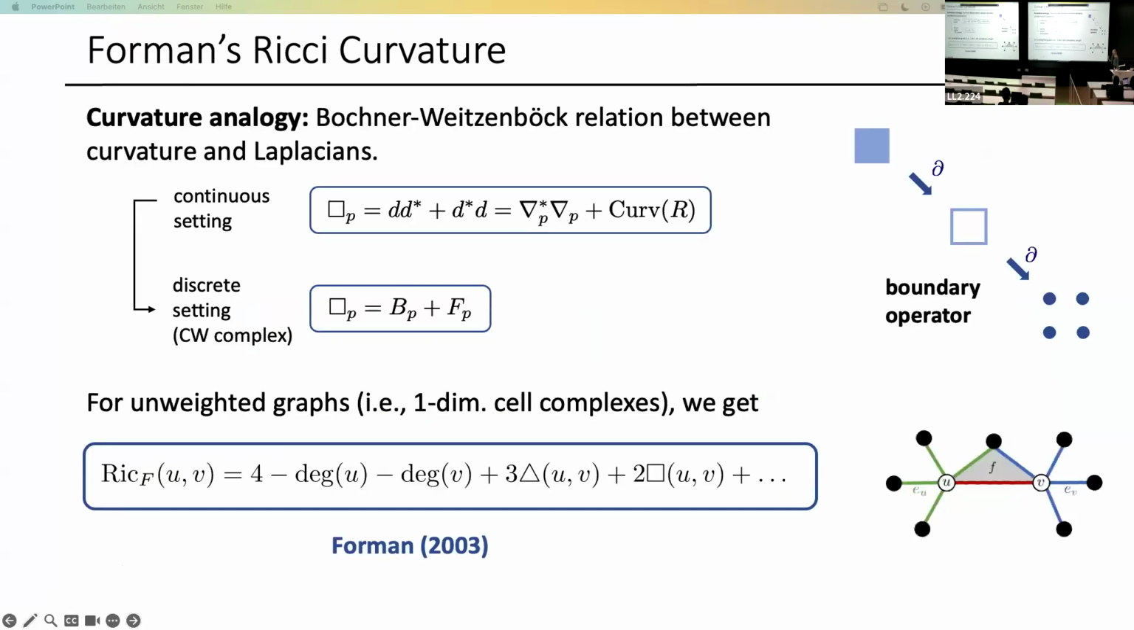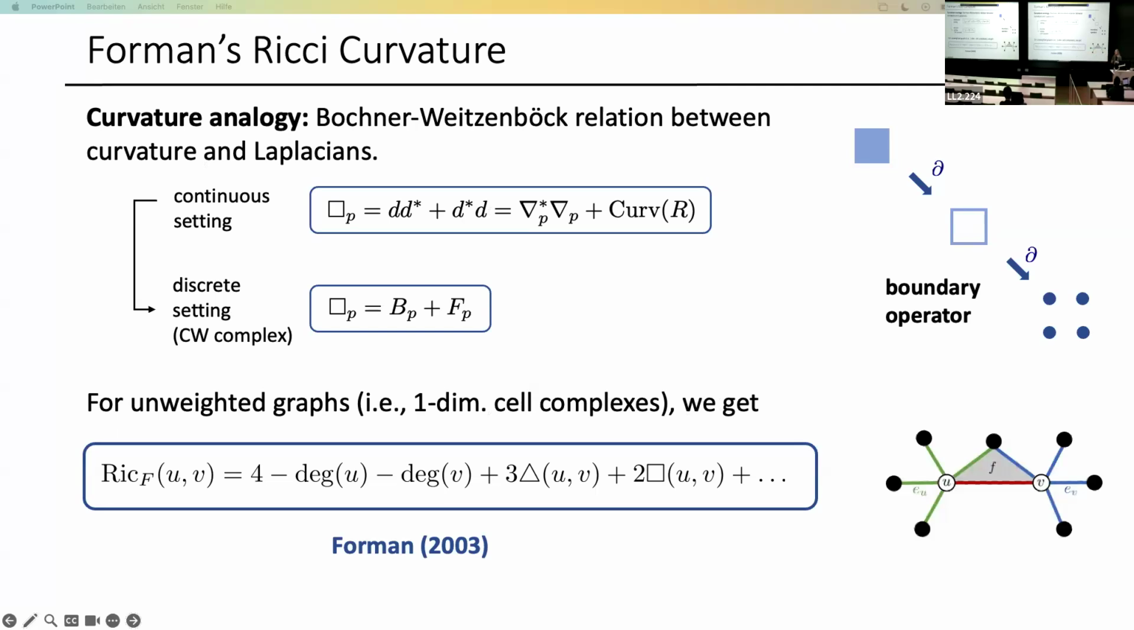The second one is slightly less intuitive, but still very valuable for applications in practice. And that is Fuhrmann's curvature. In Fuhrmann's curvature, the curvature analogy that we're using is the so-called Bochner-Weitzenböck identity. This is what you see here in the first box. So that's a classical relationship between Ricci curvature and the Laplacian in the continuous setting. This is a well-known identity in differential geometry. And then Fuhrmann proposed a combinatorial equivalent of this that you see in the second box.